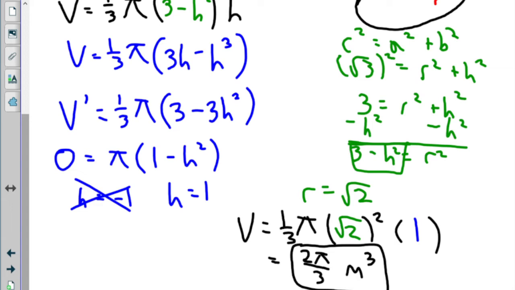So again, remember, we're going to have our main equation that I'll end up trying to maximize or minimize. In other words, that I'll end up taking the derivative of, setting it equal to 0 and all that. That's my main equation. And then I have my secondary equation that will let me put it all in terms of one variable. That's usually the flow of how these problems go. We need some way to write it all in terms of x, or all in terms of h, or all in terms of r.